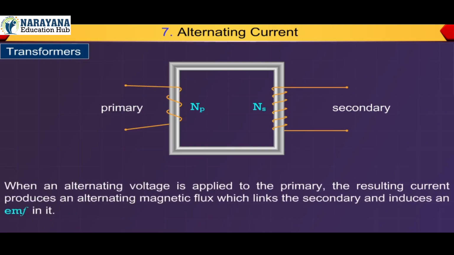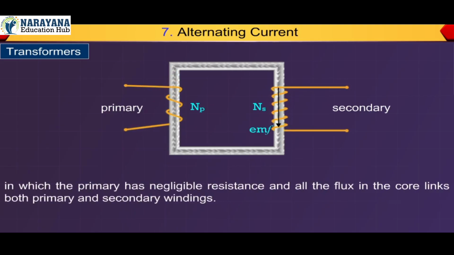When an alternating voltage is applied to the primary, the resulting current produces an alternating magnetic flux which links the secondary and induces an electromotive force in it. The value of this electromotive force depends on the number of turns in the secondary. We consider an ideal transformer in which the primary has negligible resistance and all the flux in the core links both primary and secondary windings.